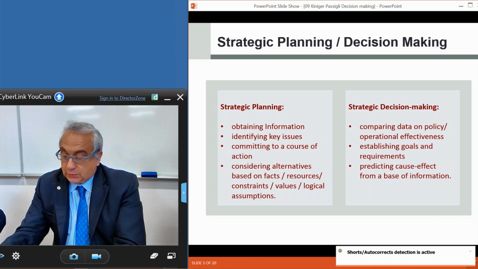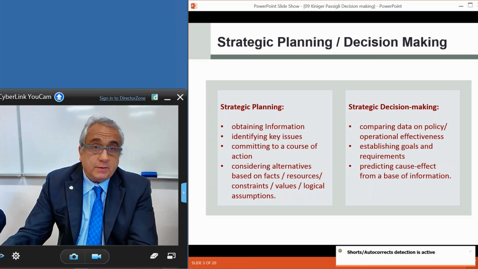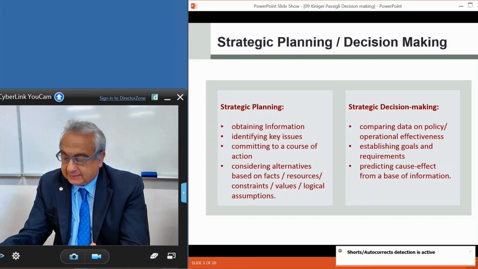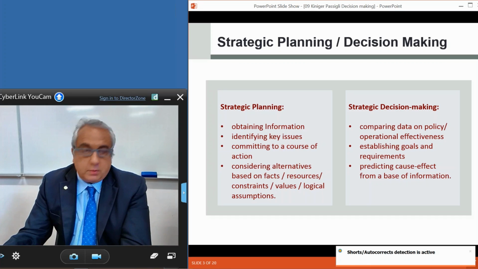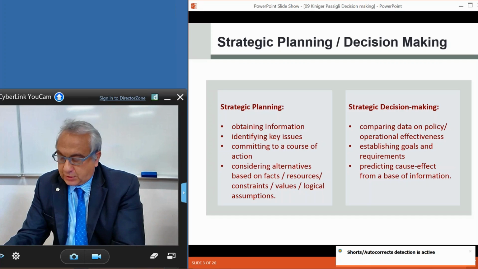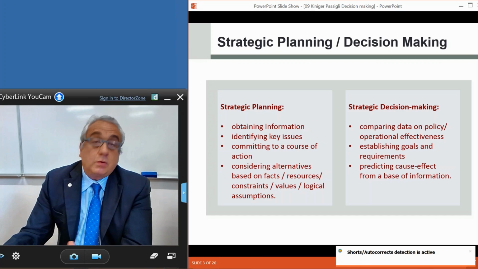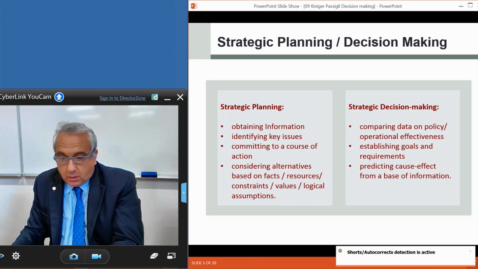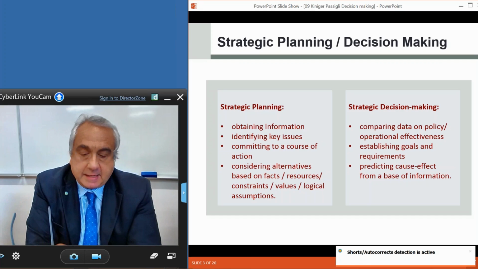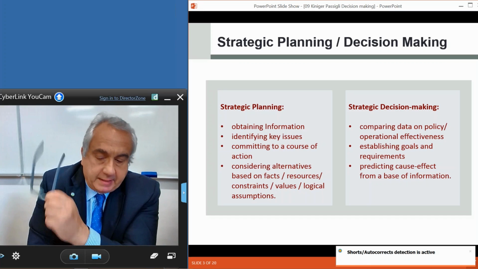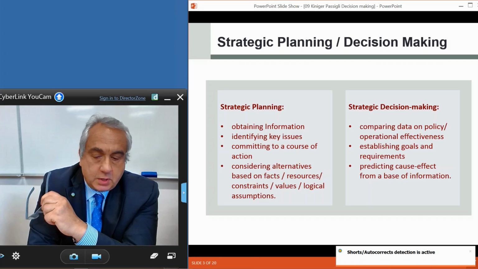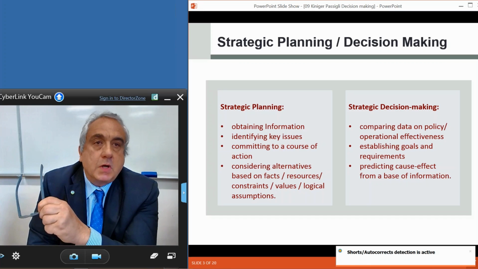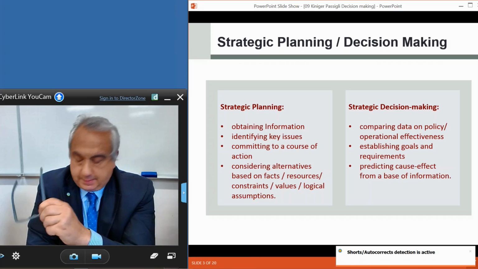And to expand also the sense of ownership, this is also very important, it's used especially in the corporate world, to expand the sense of ownership, the team-building spirit, and to contribute to proper communication of goals, objectives, outcomes, and also to clarify performance, especially for new management. Now, we can see what are the essential points of strategic planning: obtaining information, identifying key issues, committing to a course of action, considering alternatives based on facts, resources, constraints, values, logical assumptions.